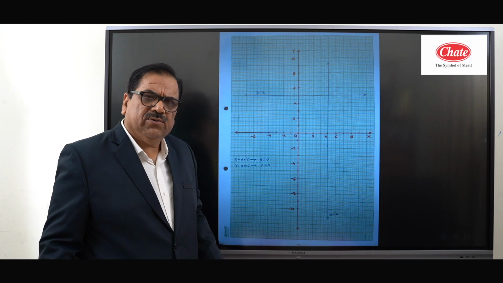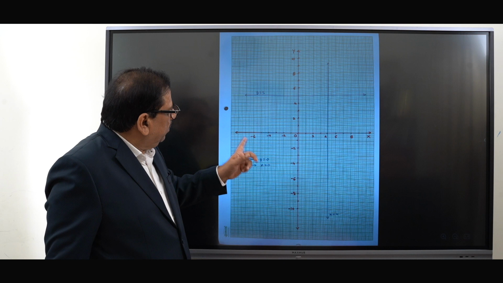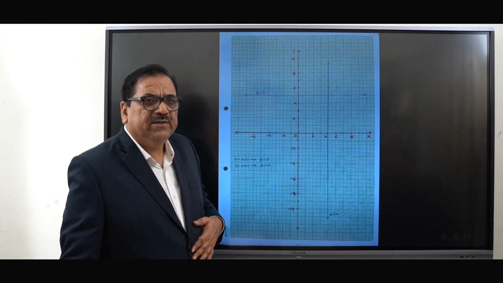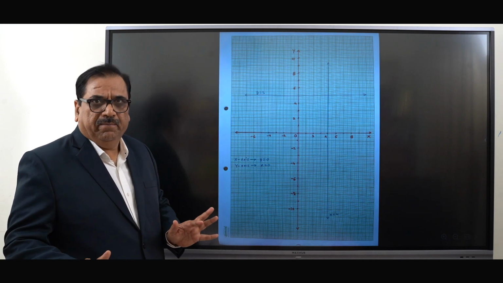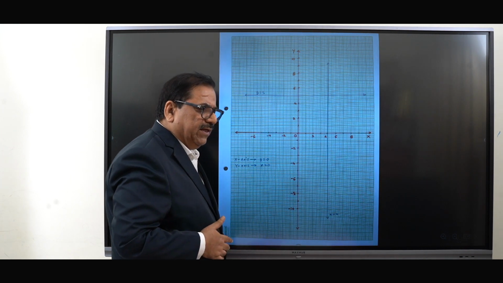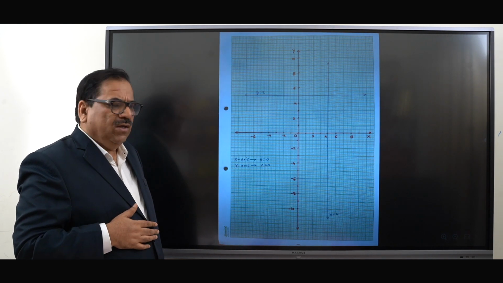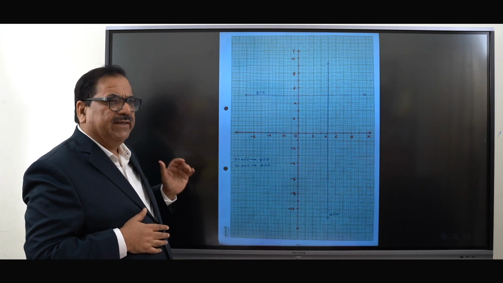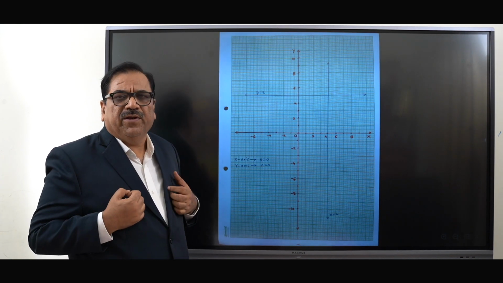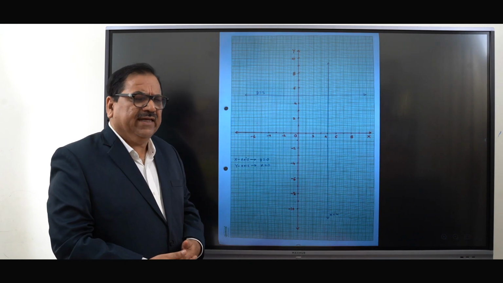The equation of the y-axis is always x is equal to 0. And the equation of a line parallel to the y-axis is always x is equal to k. If that line is towards the right hand side of the y-axis, it is x is equal to plus k, and if it is towards the left hand side, x is equal to minus k. K is the point where the line is intersecting the x-axis.